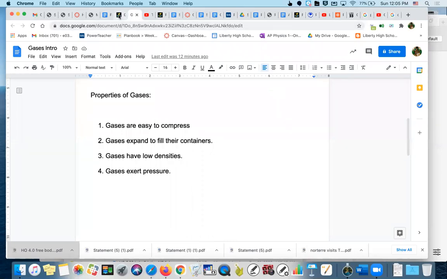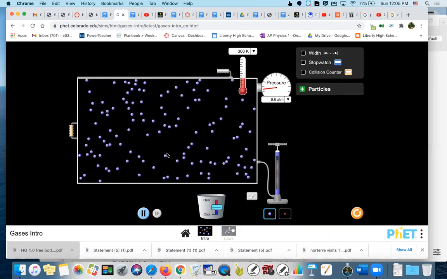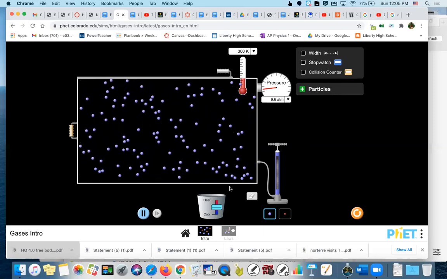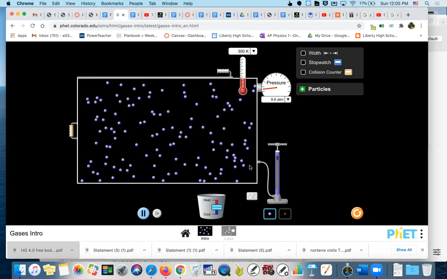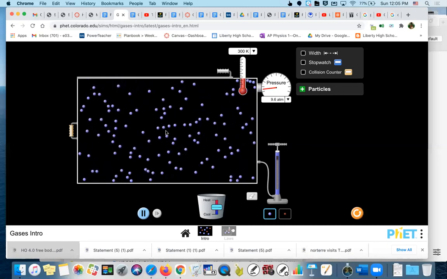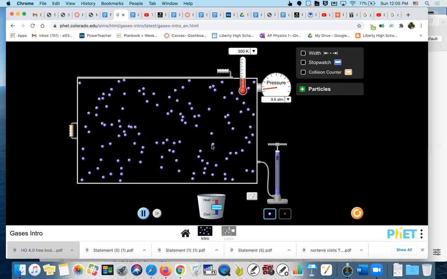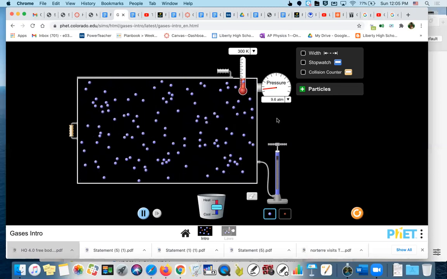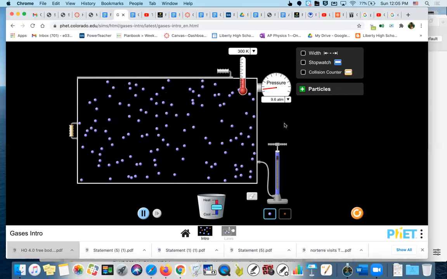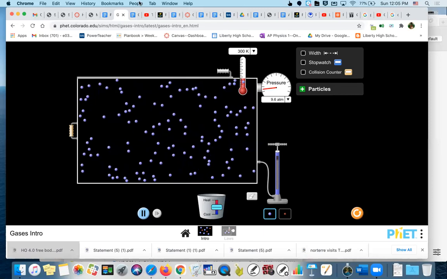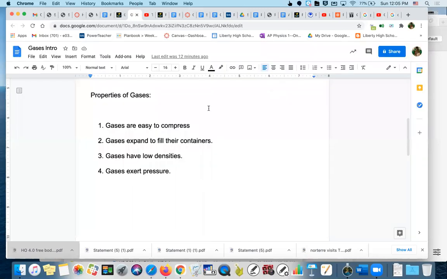One of the other properties you need to understand is that when gas particles are bumping and running into things, they put pressure on their substance, on the container that they're in. And so these bounce off of each other, yes, but they also put pressure on the container. And so one of the properties that we will look at is pressure of gases, okay? Now, those are the 4 properties we really want you to know.